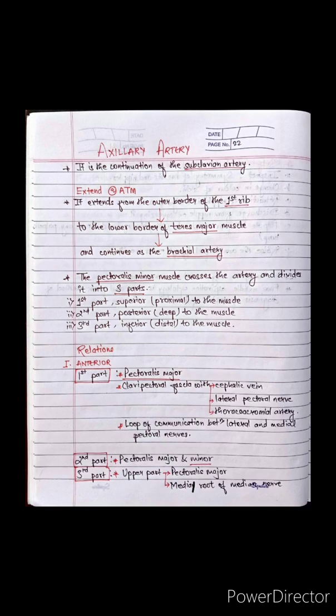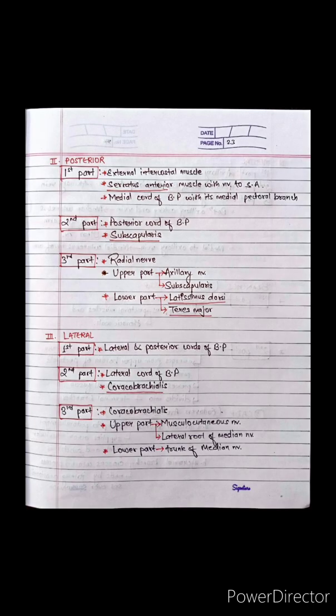In the second part there is presence of pectoralis major and minor muscle. In the third part, in its upper part, there is presence of pectoralis major as well as medial root of median nerve. Now let's see from the posterior aspect.